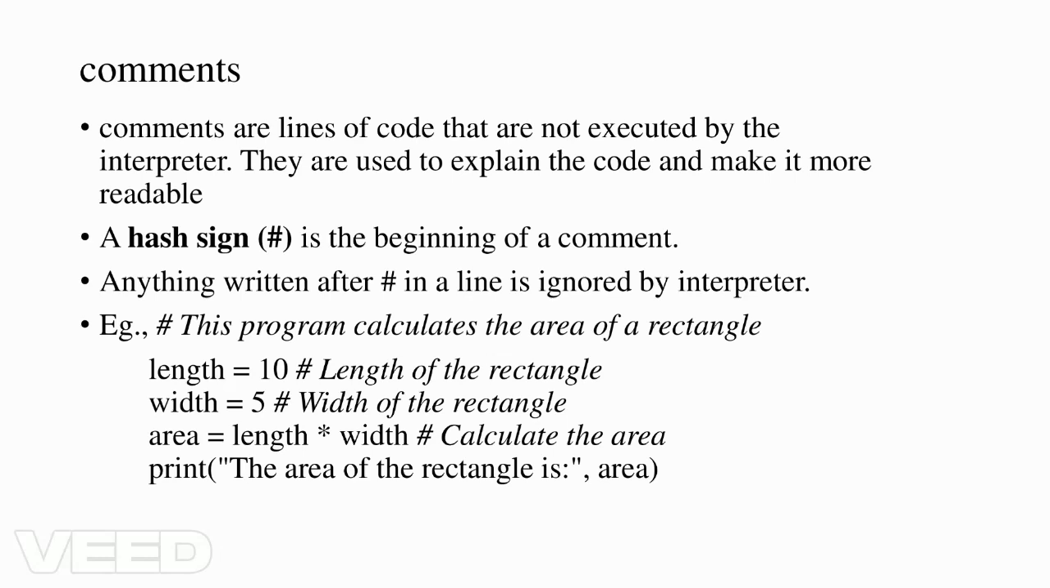Next, we are going to see what is meant by comments. Comments are lines of code that are not executed by the interpreter. They are used to explain the code and make it more readable. Hash is the beginning of a comment. Anything written after the hash in the line is ignored by the interpreter.